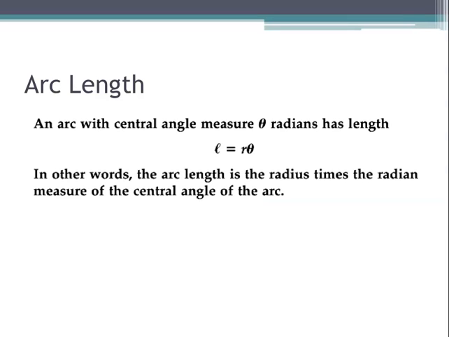So let's start by talking about arc length. An arc that has a central angle measure theta radians has length L equals R times theta. Okay, what that means is that the arc length is the radius, R, times the radian measure of the central angle of the arc.